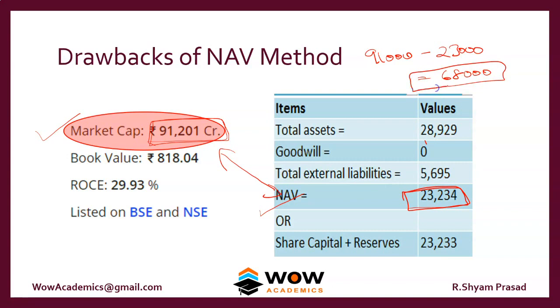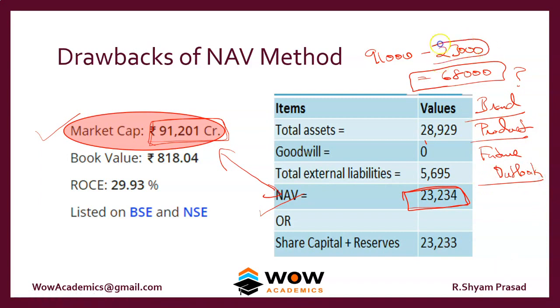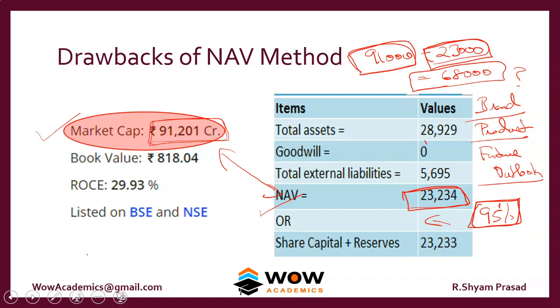Where is this difference? The difference here is because of the brand, the product, and the future outlook. None of these things are considered in the 23,000. The 23,000 is only for the assets, but for the company as a running company, the market is giving it a value of 91,000. If you even check in reality, I think about 95% of the companies which are trading will have a higher value than the NAV. So that is how NAV methods are.